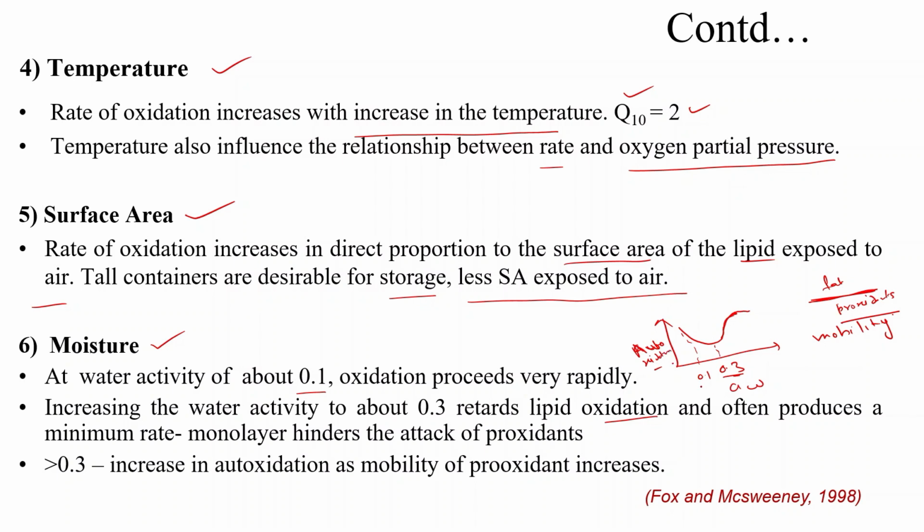Again, repeating: at point 1 there is an excess of pro-oxidants. But as the water activity increases, monolayer formation prevents the access of pro-oxidants to the fat, thereby decreasing the oxidation. At higher concentration, the mobility of the pro-oxidants increases, again increasing the accessibility of the fat to the pro-oxidants, thereby increasing the auto-oxidation. So the graph will look like this.